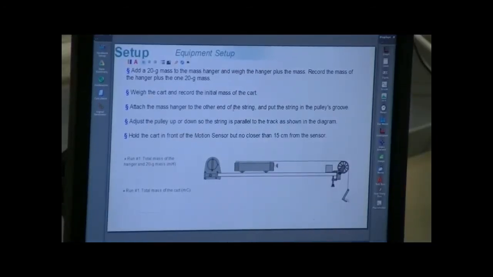Okay, so here we are for Newton's second law, part 2, where we're going to be leaving the mass on the hanger the same, but we're just going to keep adding masses to our cart. So the total mass of the hanger is just going to be 50 grams, since that is what the hanger is. It's a 50-gram mass hanger. And we're going to measure the total mass of the cart to start with, and then we're going to be adding masses after that.